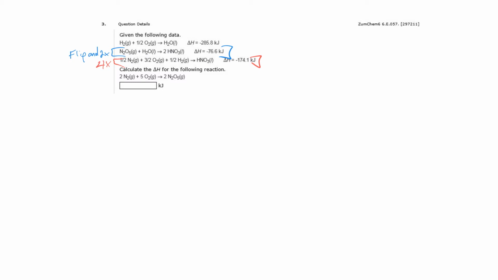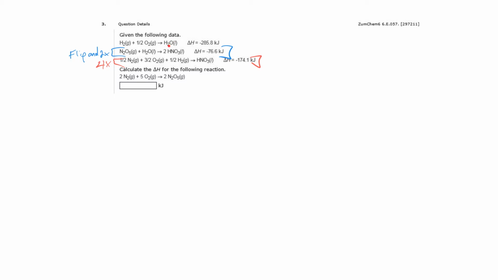After we flip and double the second step, the coefficient in front of HNO3 will be a 4, and that will cross out with the 4 that we'll receive from quadrupling the bottom reaction. The liquid water, after flipping and doubling, will appear on the right side of the equation with a coefficient of 2.